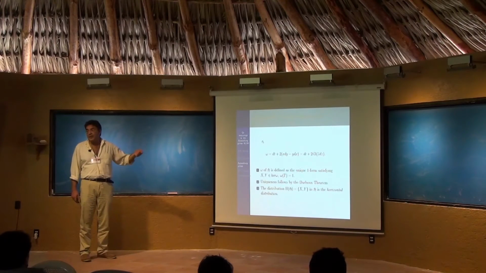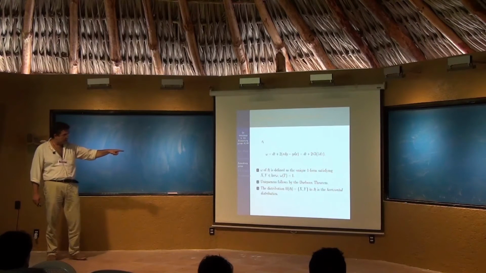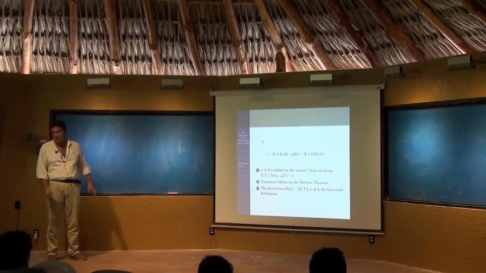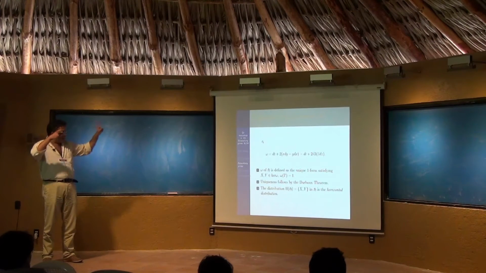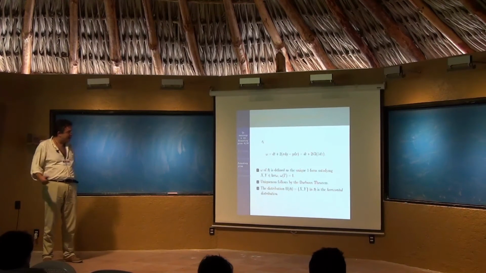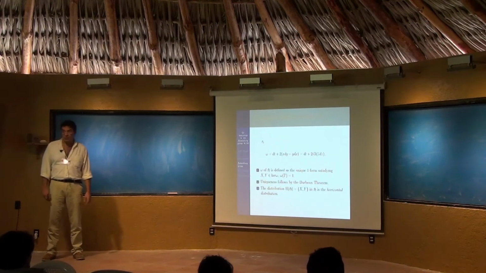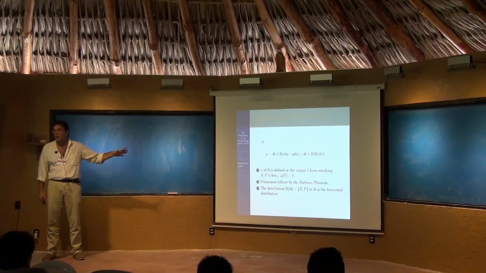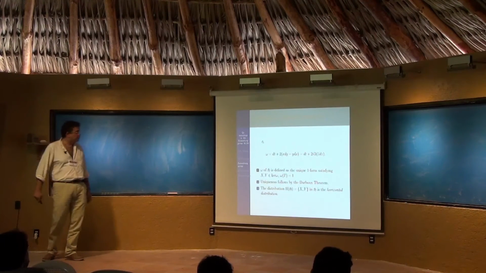Uniqueness follows by the Darboux theorem, and the distribution spanned by X and Y, which we denote by H, is called the horizontal distribution. Everything in the Heisenberg group is happening in the horizontal space. It's the only space that we care about.